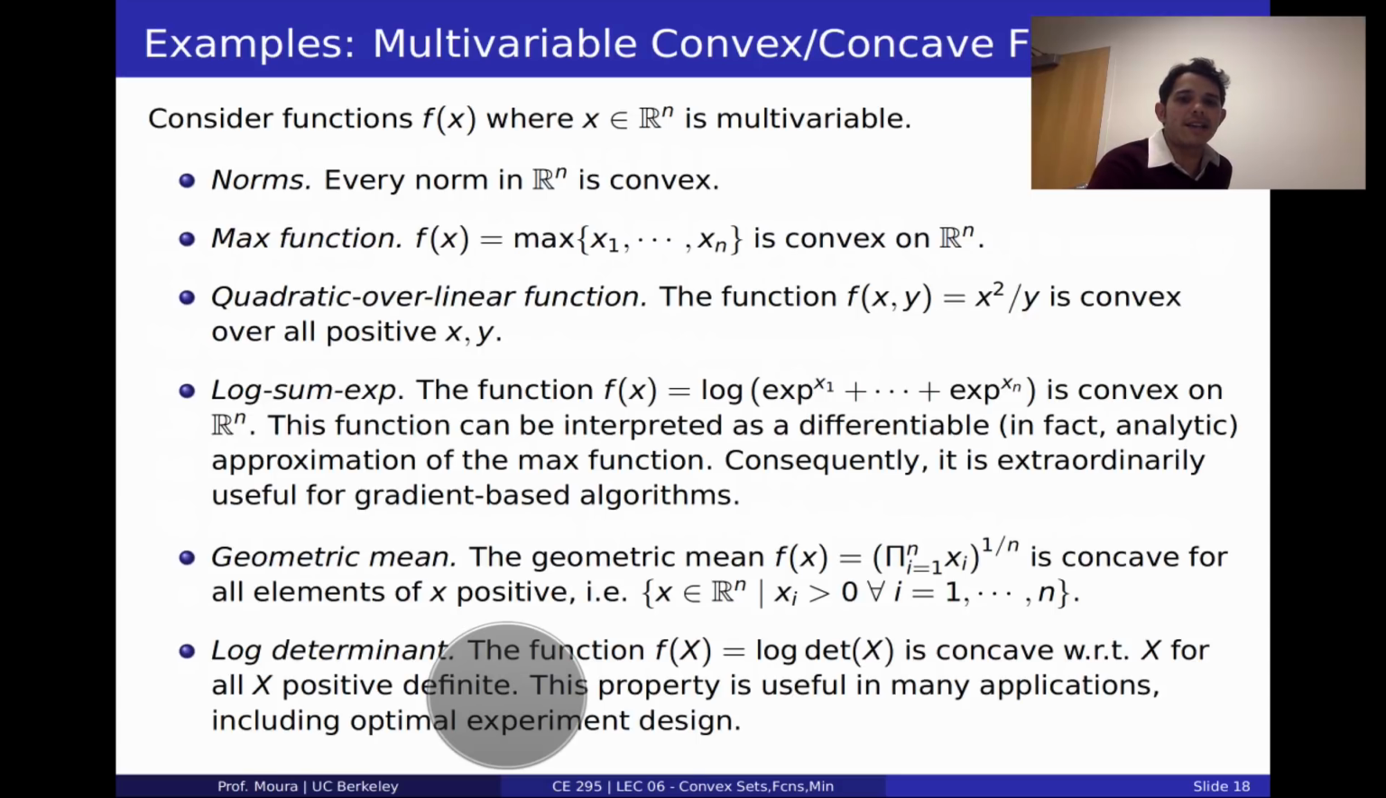Okay, so these are examples with multivariable functions. So now we're going to consider that x lives in Rn. So f is a function of a multivariable quantity. Every norm is convex. So norms are basically distance functions. So if I consider some n-dimensional space and I want to measure distance in some form, that function that maps a point in n-dimensional space to some distance, it's always going to be a convex function. The max function turns out to always be a convex function.